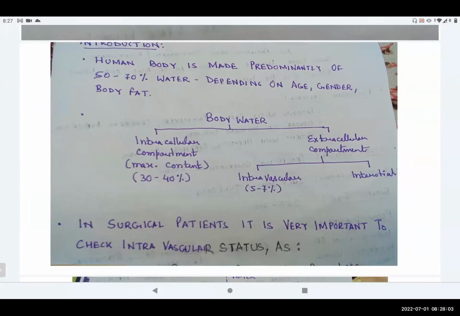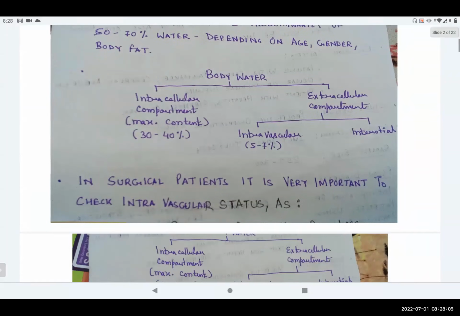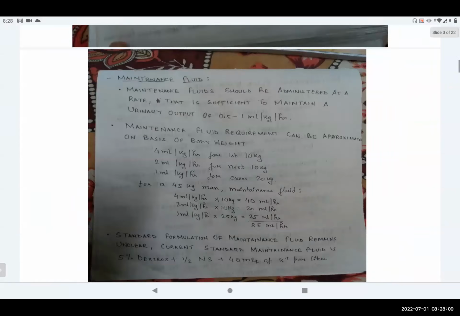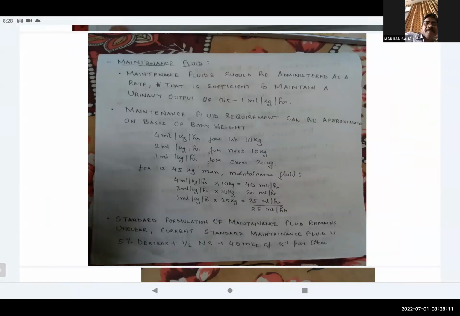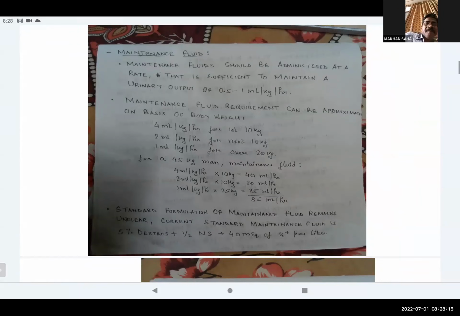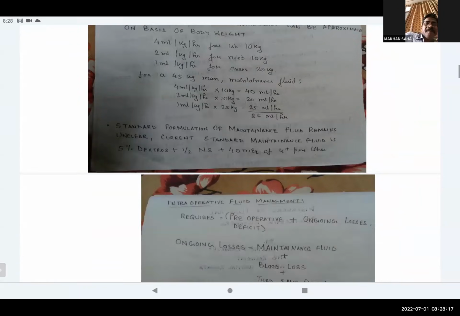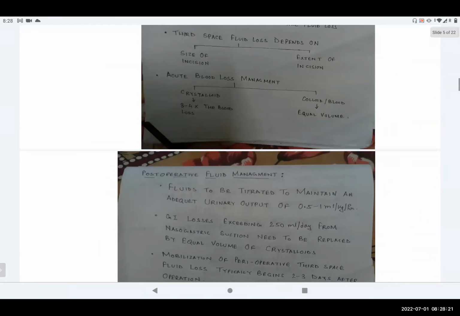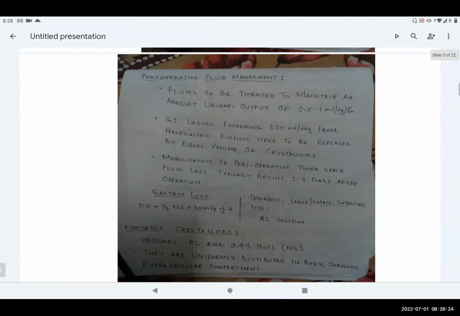Sudipta, these are covered. You skip. Come on to the main part. Okay, sir. So from maintenance fluid, shock, disorders. Post-operative fluid management: the fluid should be titrated to maintain an adequate urinary output of 0.5 to 1.